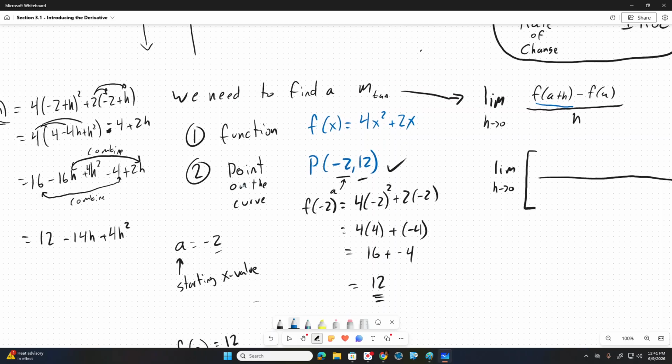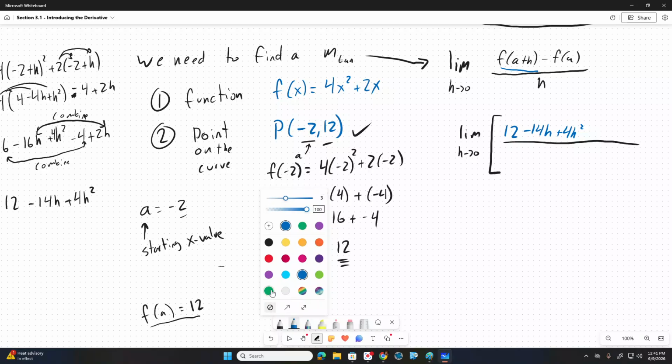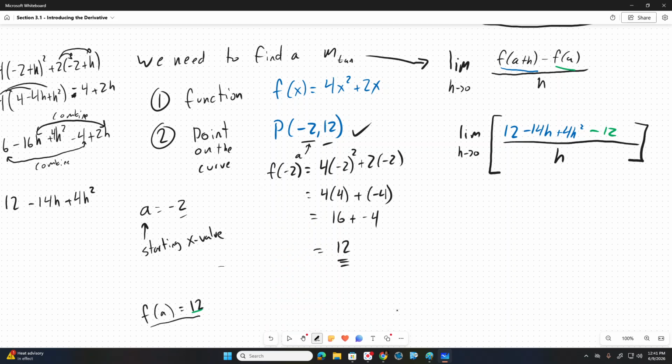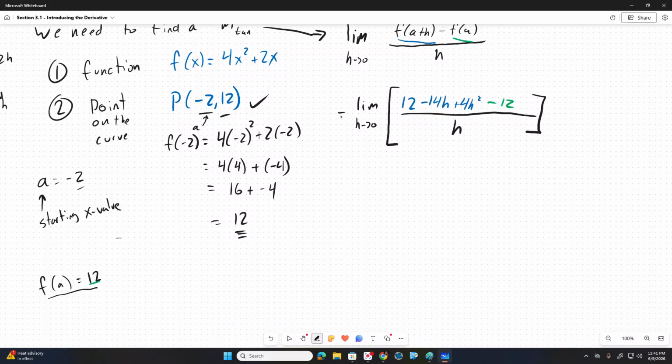We look over to the left-hand side. We found that it was 12 minus 14h plus 4h squared. What was f of a? It was 12. And we divide by an h, just to keep it inherited from the previous line. Okay, what cancels? 12 and 12.